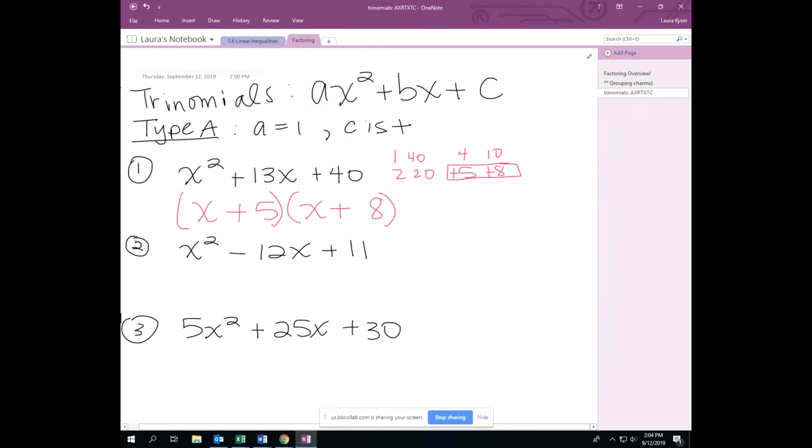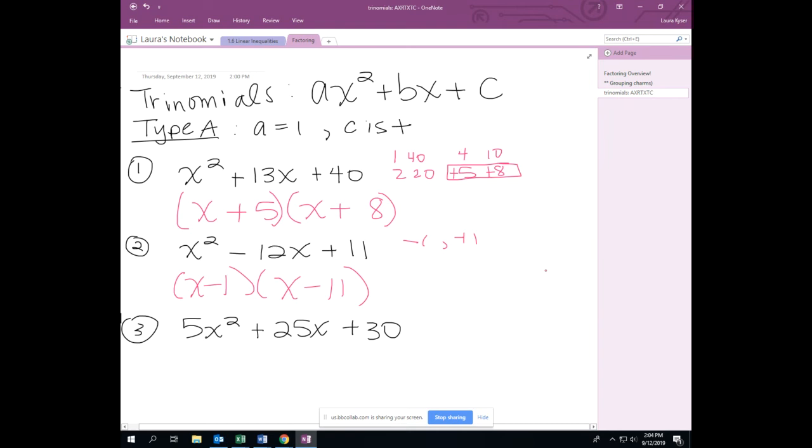Number 2, similar, but not exactly the same. We start off with x squared minus 12x plus 11. I need a factor pair of 11 that adds to give me 12. Now, lucky for us, there's only one. It's 1 and 11, and that does happen to add to give me 12. But this time, 12 is negative. So in order to get a negative there, I need to make sure both of my factors are negative. X minus 1, x minus 11. Order doesn't matter.